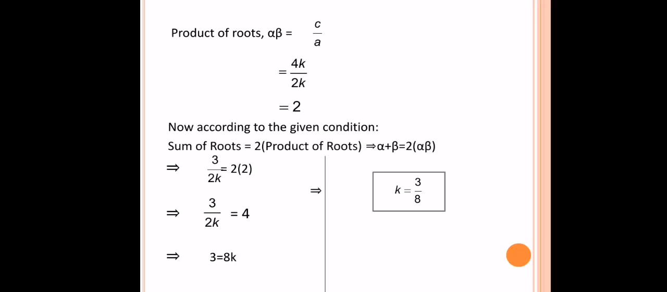Now the next question which is related to this one is, if the sum of roots is 3 by 2 times the product of roots, so we are going to write sum of roots is equal to 3 by 2 into product of roots. So make sure to look at the condition very carefully and then use it for finding the values of the unknown terms within the given equation.